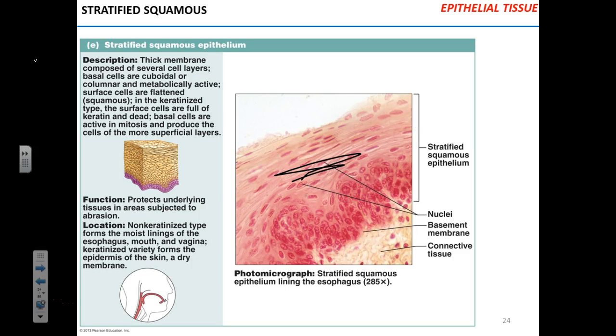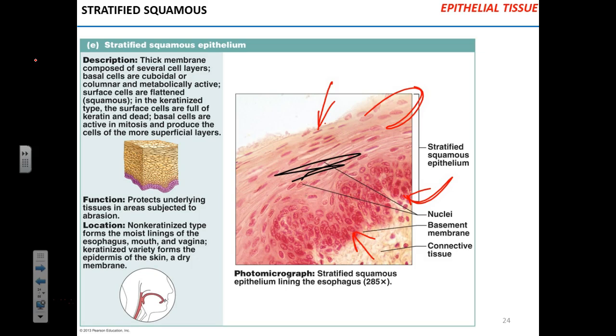Okay, so you have multiple layers. You can see them. This part is definitely different from this part, right? If you look at the bottom, deeper layer, these cells are not as flat as the cells in the upper layers. The basal layer of stratified squamous epithelium looks more cuboidal, and then the cells become more and more flattened.